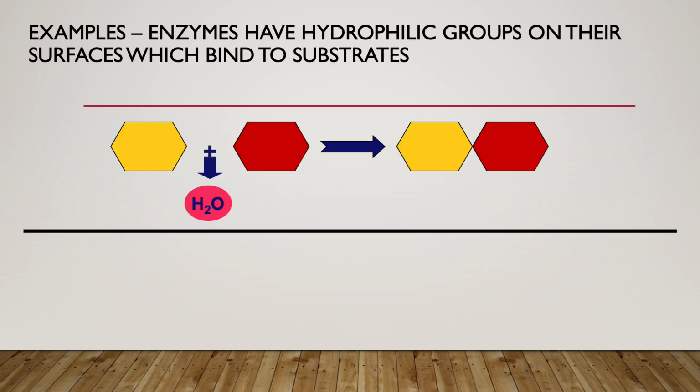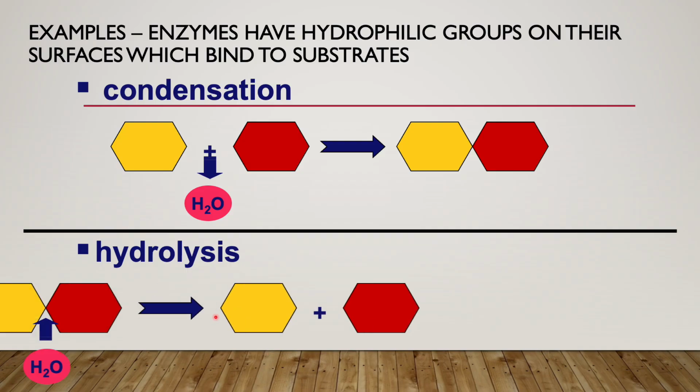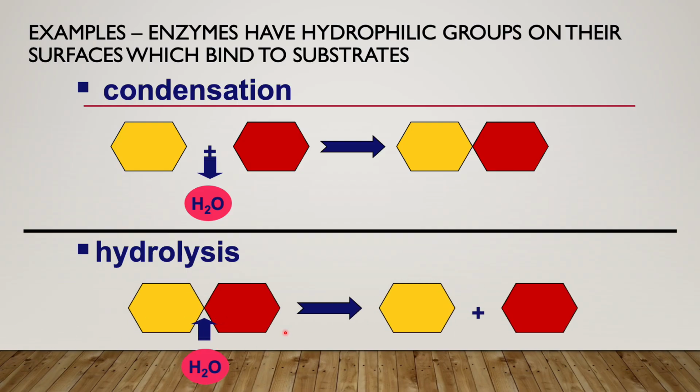Enzymes have hydrophilic groups on their surfaces which bind to substrates. So if these two molecules were going to combine, again, the water molecule is going to be released. This is known as a condensation reaction. In hydrolysis, water is going to be taken in to break the molecules. In order for this process to occur, condensation or hydrolysis, we are going to need an enzyme to help with this process in both cases.